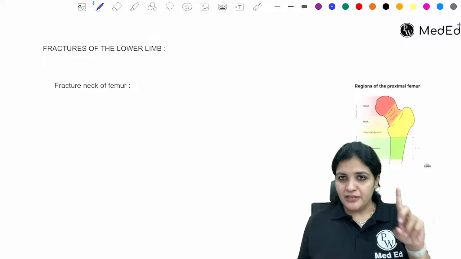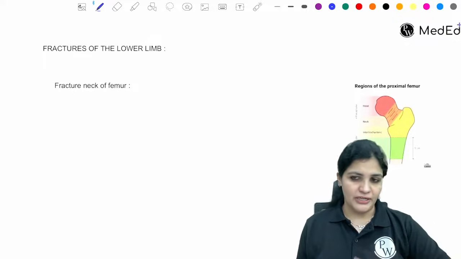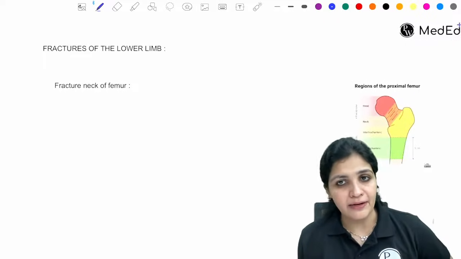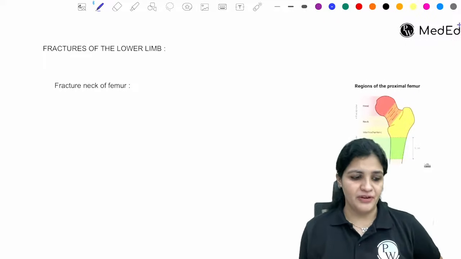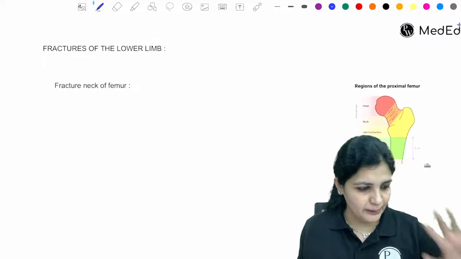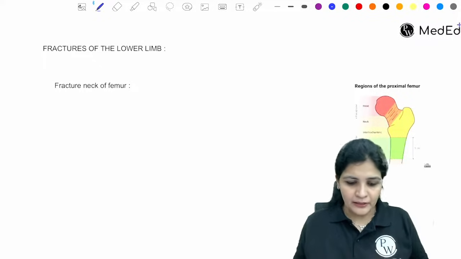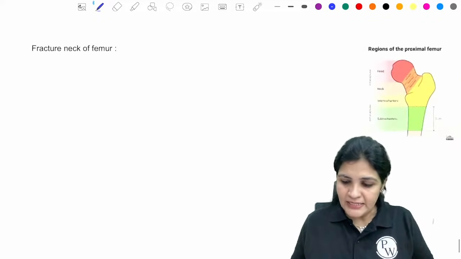Fracture neck of femur and posterior dislocation of the hip. In fracture neck of femur, we have two types: intracapsular fractures and extracapsular fractures. And then the posterior dislocation of the hip. These three we're going to learn, and then we are going to wind up the class for today. Okay, so now let us understand what is a proximal femur.